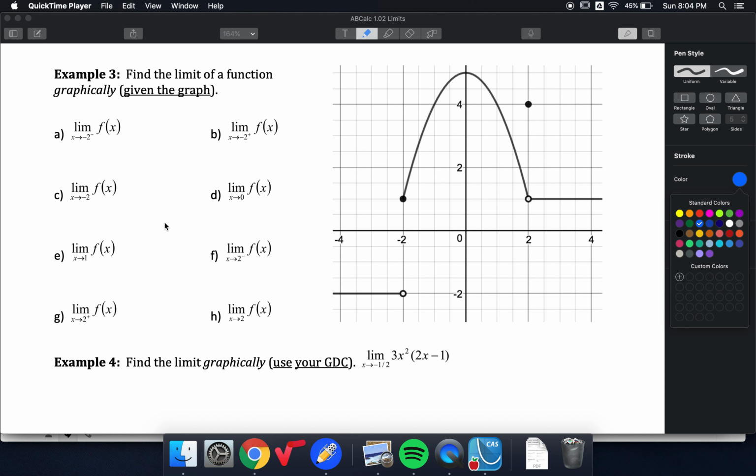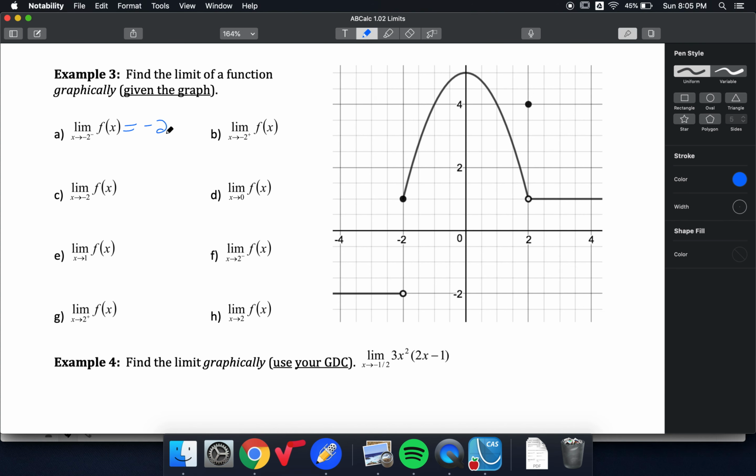All right, this example is asking us to apply our knowledge and look at the value of certain limits. So I want the limit as x approaches -2 from the left. Going towards -2 from the left, I am approaching the value y equals -2. So this limit is -2.